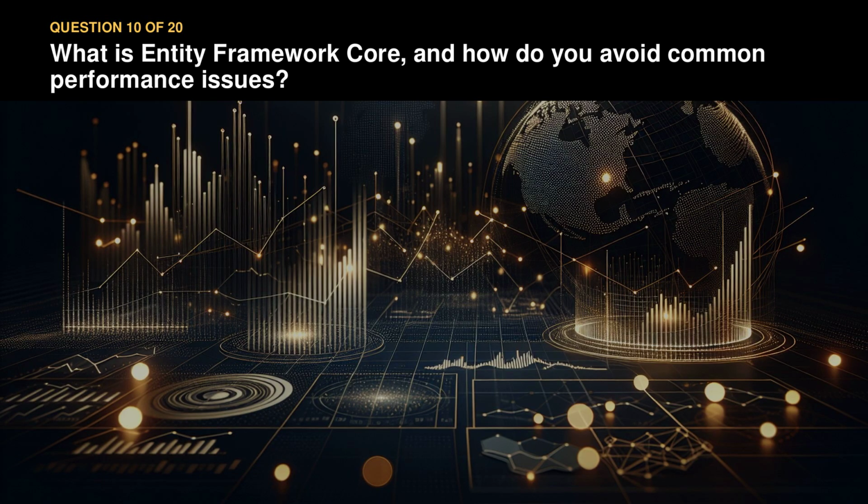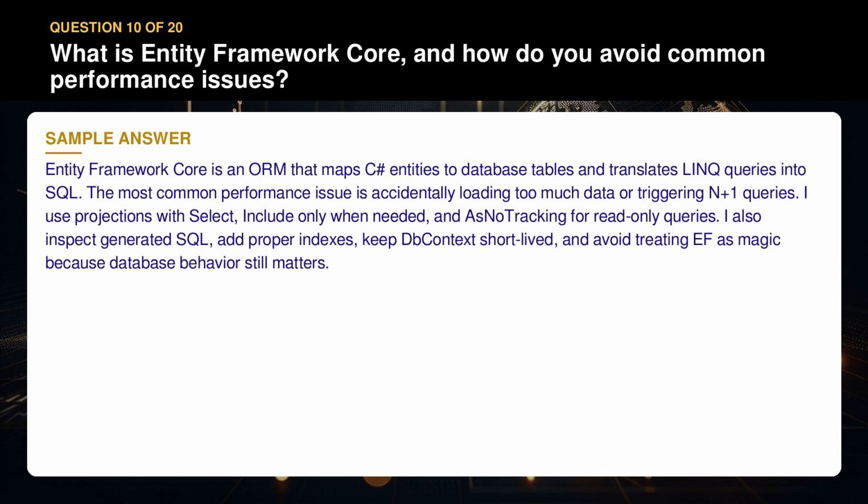Question 10. What is Entity Framework Core? And how do you avoid common performance issues? Entity Framework Core is an ORM that maps C# entities to database tables and translates LINQ queries into SQL. The most common performance issue is accidentally loading too much data or triggering N+1 queries. I use projections with Select, Include only when needed, and AsNoTracking for read-only queries.